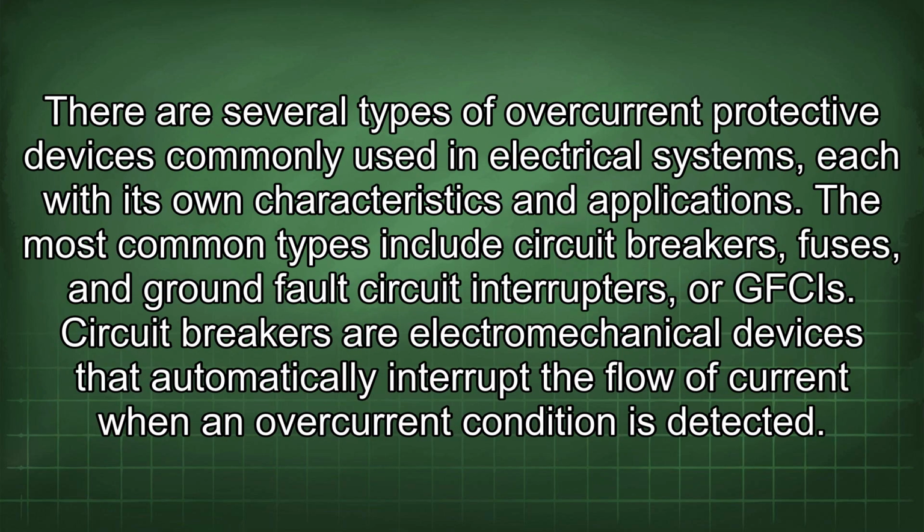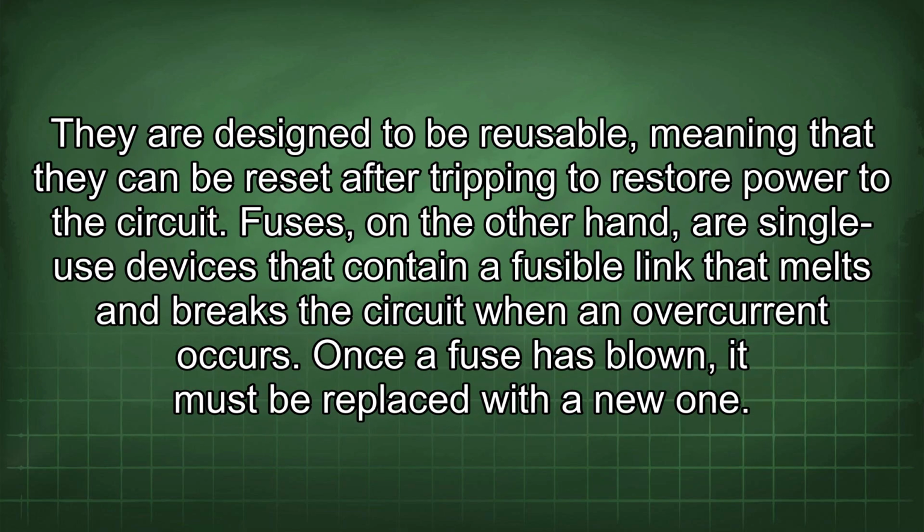There are several types of overcurrent protective devices commonly used in electrical systems, each with its own characteristics and applications. The most common types include circuit breakers, fuses, and ground fault circuit interrupters, or GFCIs. Circuit breakers are electromechanical devices that automatically interrupt the flow of current when an overcurrent condition is detected.